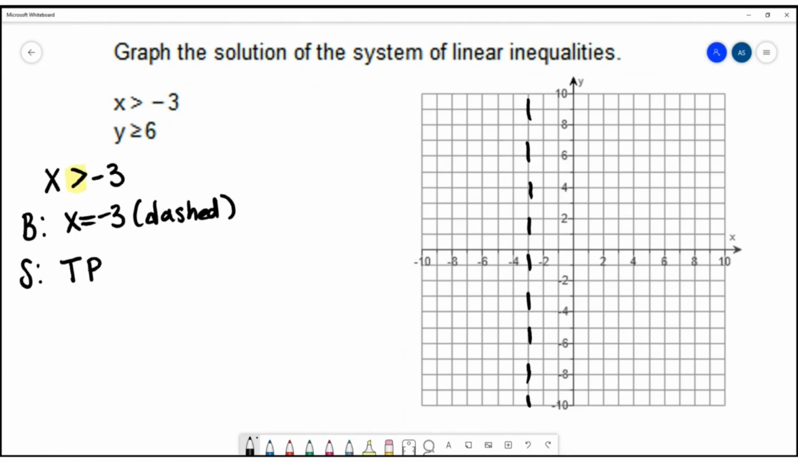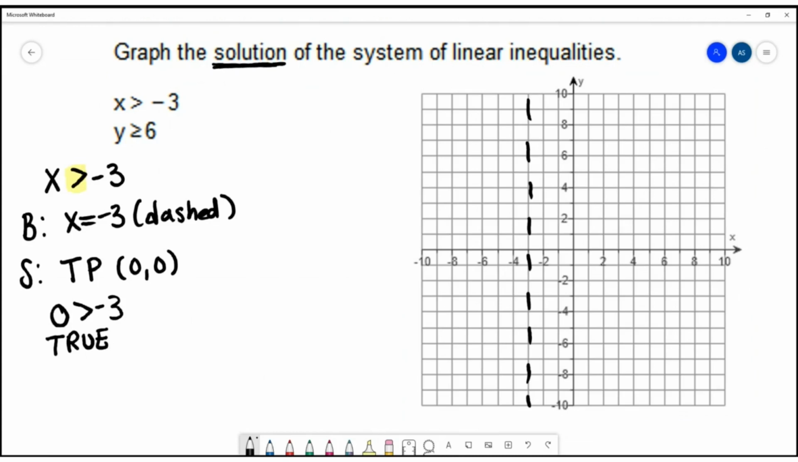Now, the rule with picking a test point is that you can pick any ordered pair you want as long as it doesn't show up on the boundary line. And most people like to choose 0, 0 as the test point. We substitute that test point into the inequality. That's 0 is greater than negative 3, and we get a true statement.